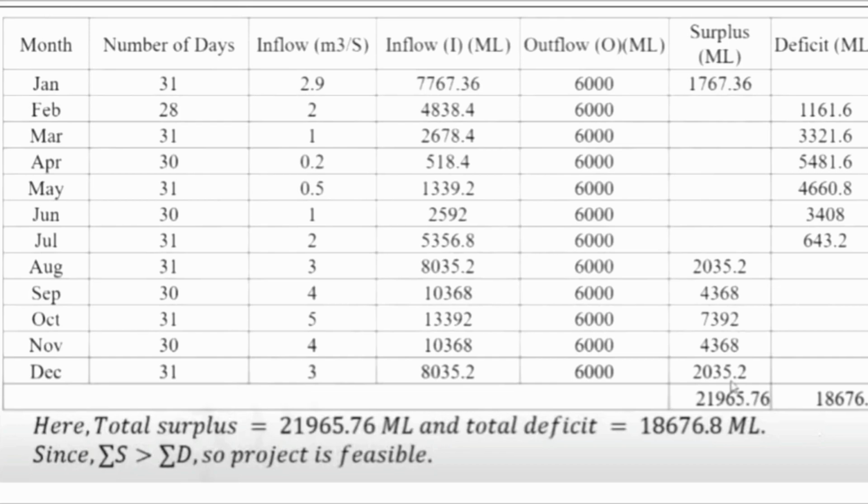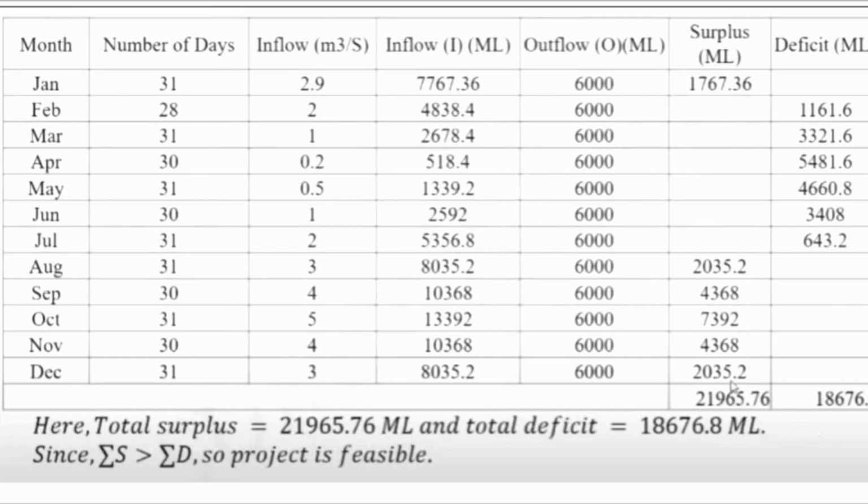plus the peak cumulative deficit. Now, deficit and surplus mean that if inflow minus outflow is positive, it is surplus. If inflow minus outflow is negative, it is deficit. And inflow is also called supply and outflow is demand.